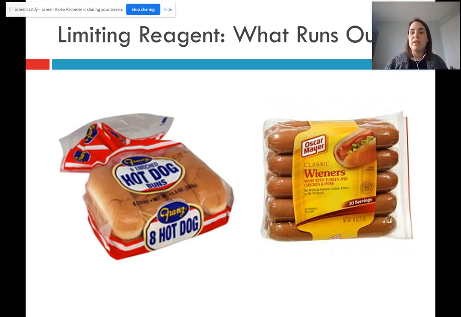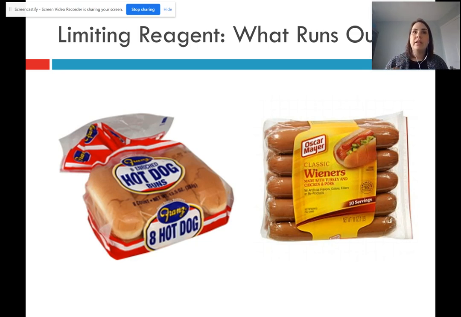When we mix 2 things together, they're very rarely in perfect stoichiometric ratios, or exactly what we need of each. Almost always, one thing's going to be limiting. We're going to run out of one thing before the reaction comes to completion, which means the other thing is going to be in excess. I'm going to have extra of it.